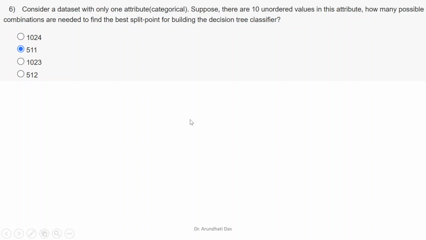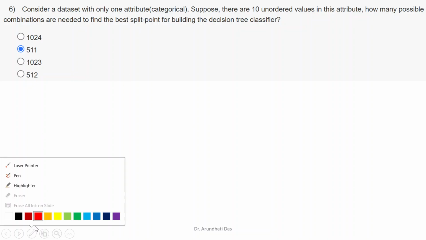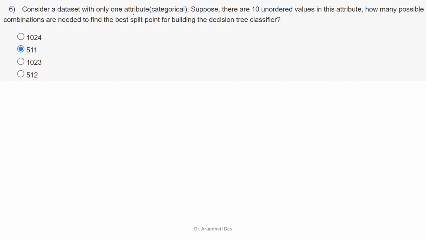So consider a data set with one attribute which is categorical, and suppose there are 10 unordered values in this attribute. Okay, how many possible combinations are needed to find the best split for building the decision tree classifier?